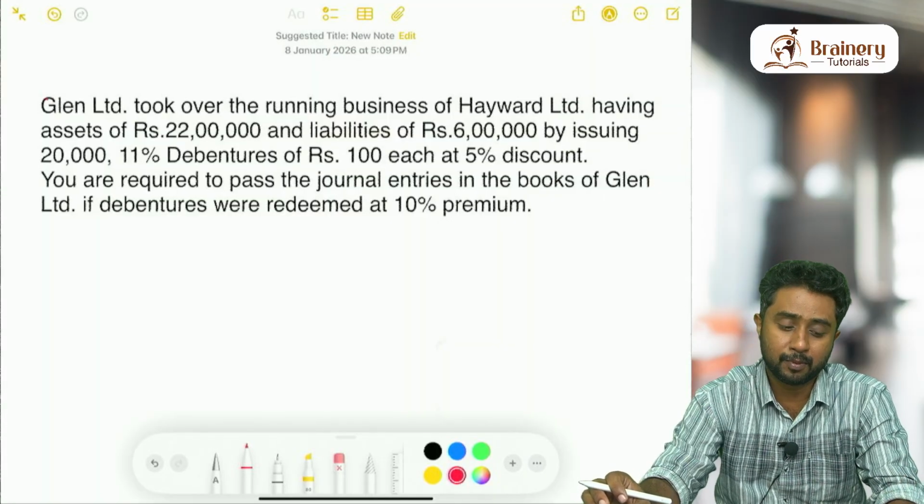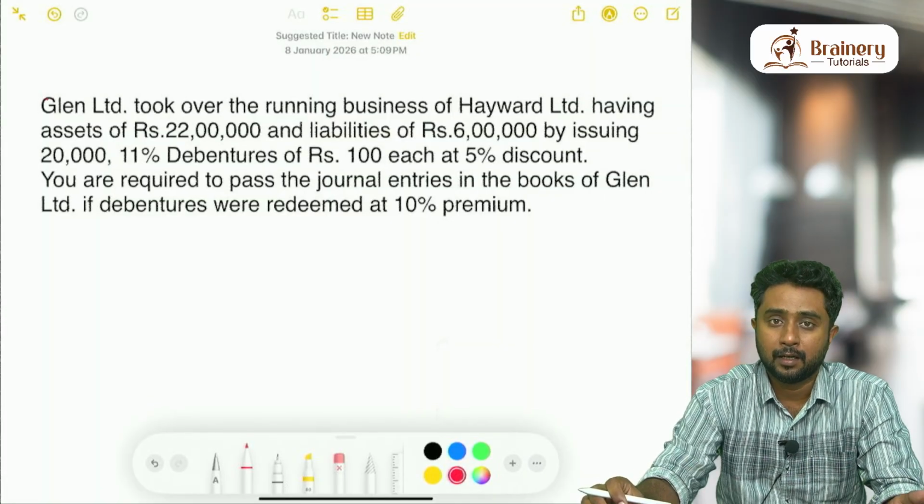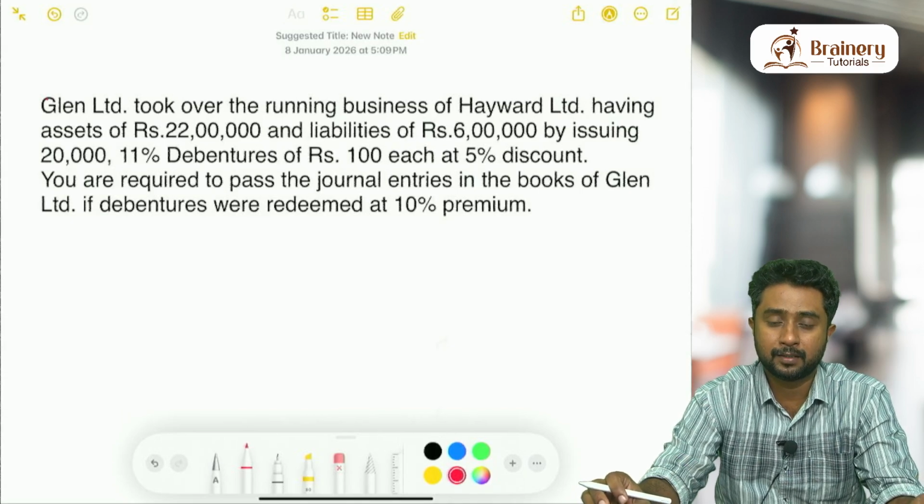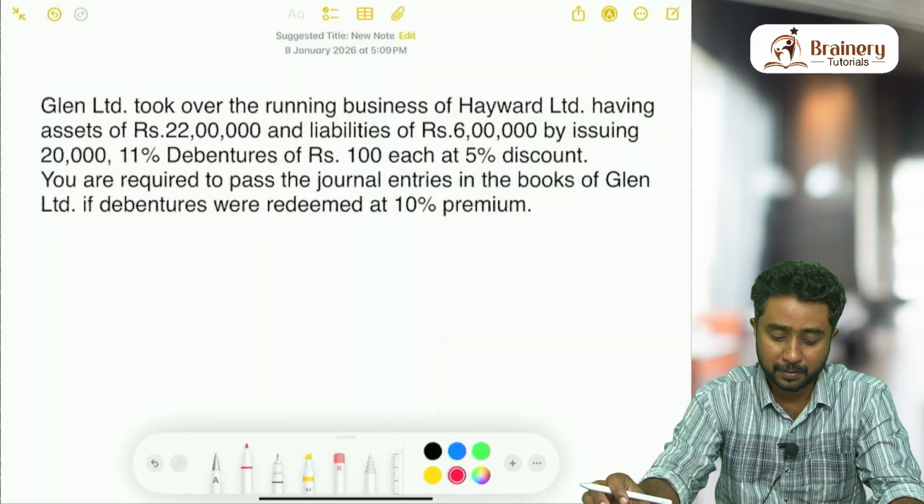You know what is redeemable cases, right? Debentures can be like, in the question they can mention two cases of redemption. One is redeemable at premium, one is redeemable at par. Here it is redeemable at premium that is mentioned here.